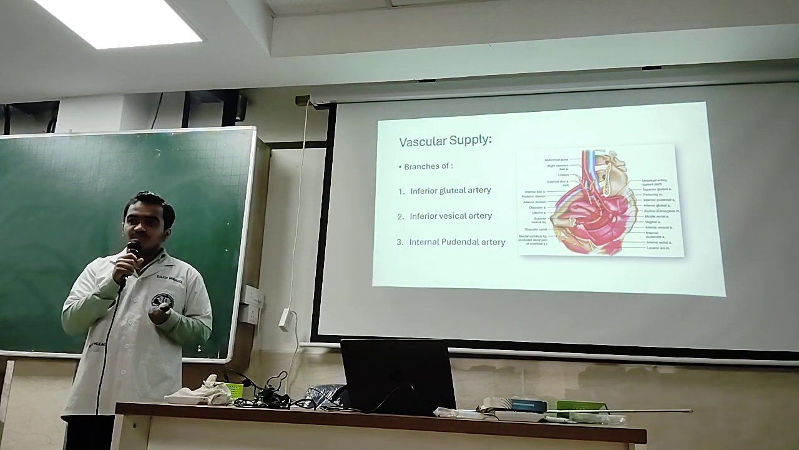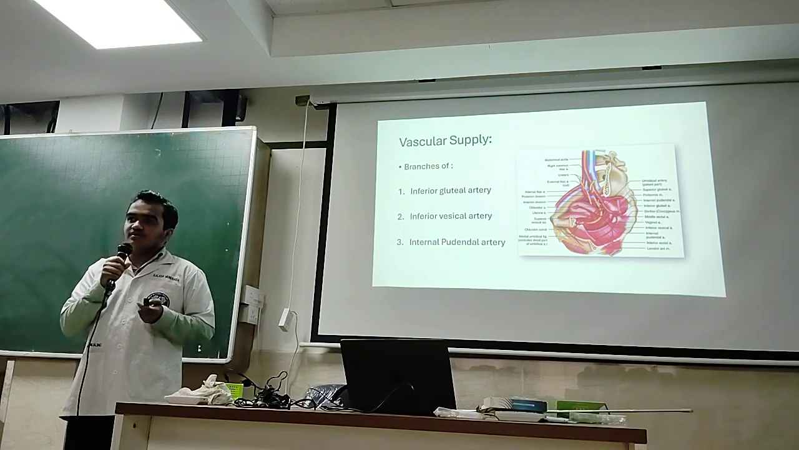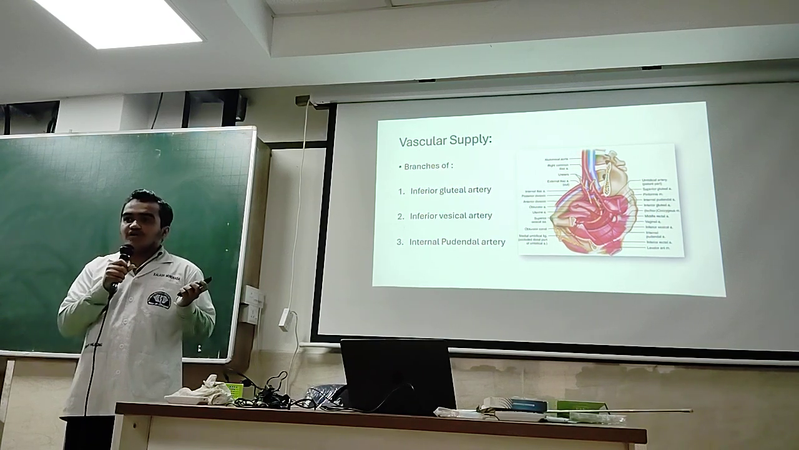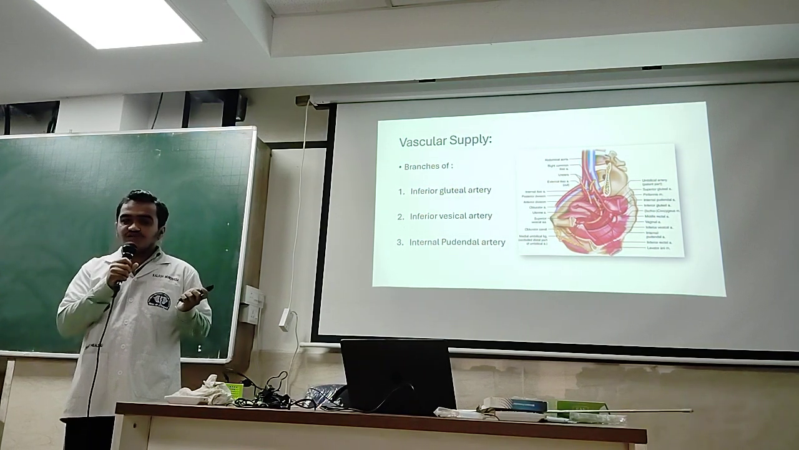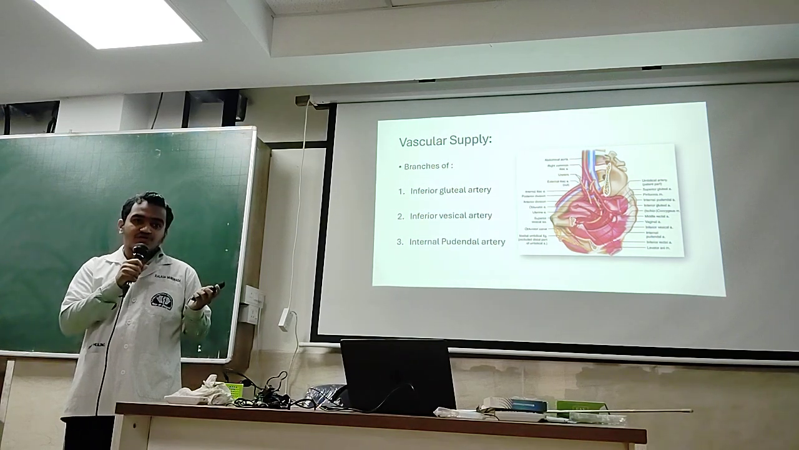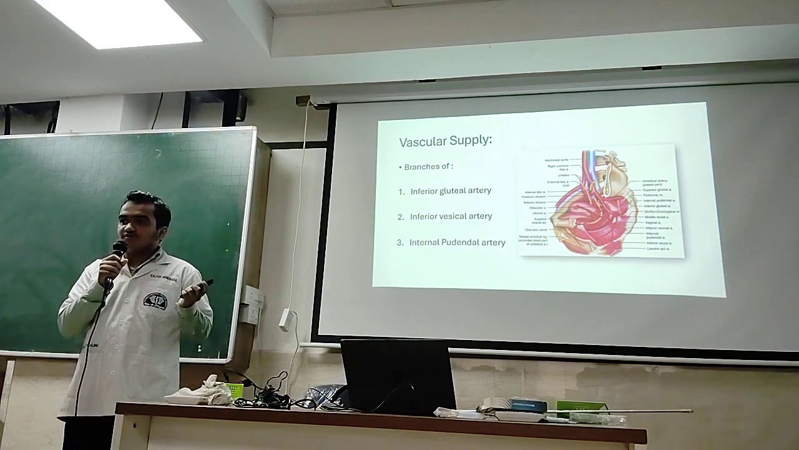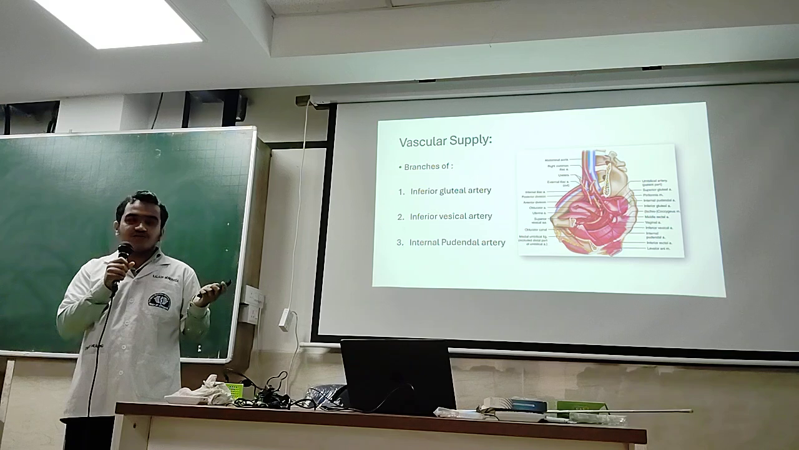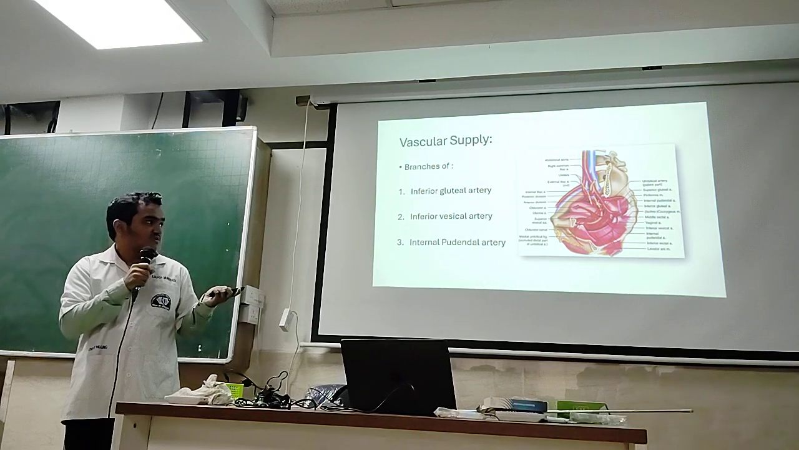Talking about the vascular supply, it is supplied by the internal pudendal artery, the inferior vesical artery, and the inferior gluteal artery, all of which are branches of the anterior division of the internal iliac artery, as can be seen here.